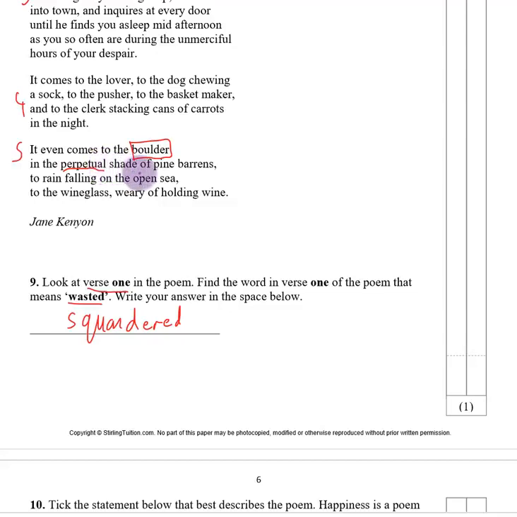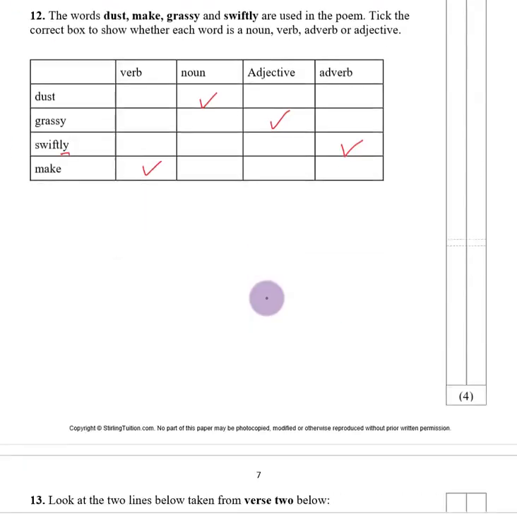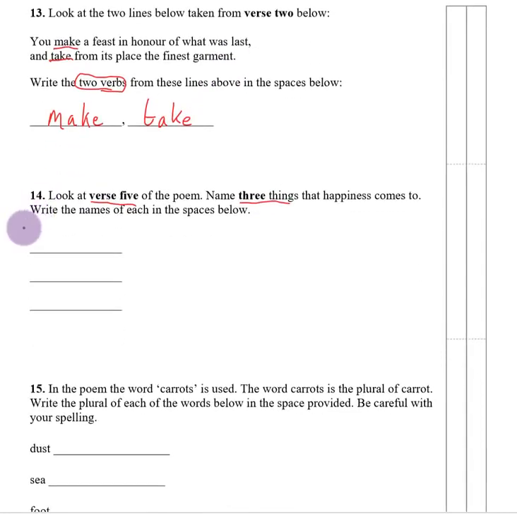In the perpetual shade of the pine barrens. To rain. There you go. So it comes to the rain as well. On the open sea. And finally to the wine glass. Weary of holding wine. So boulder, rain, and wine glass is the 3 words that happiness comes to. So boulder, rain, and the wine glass.